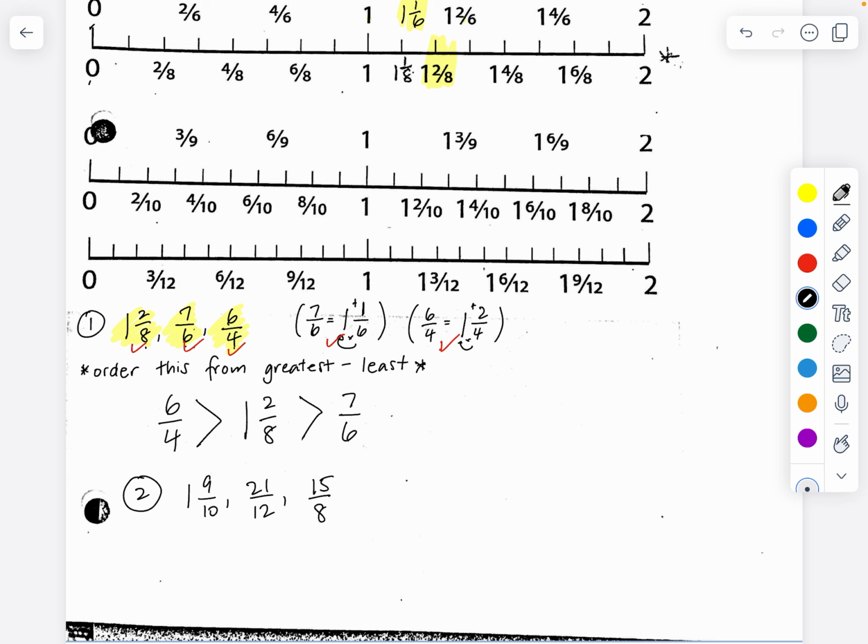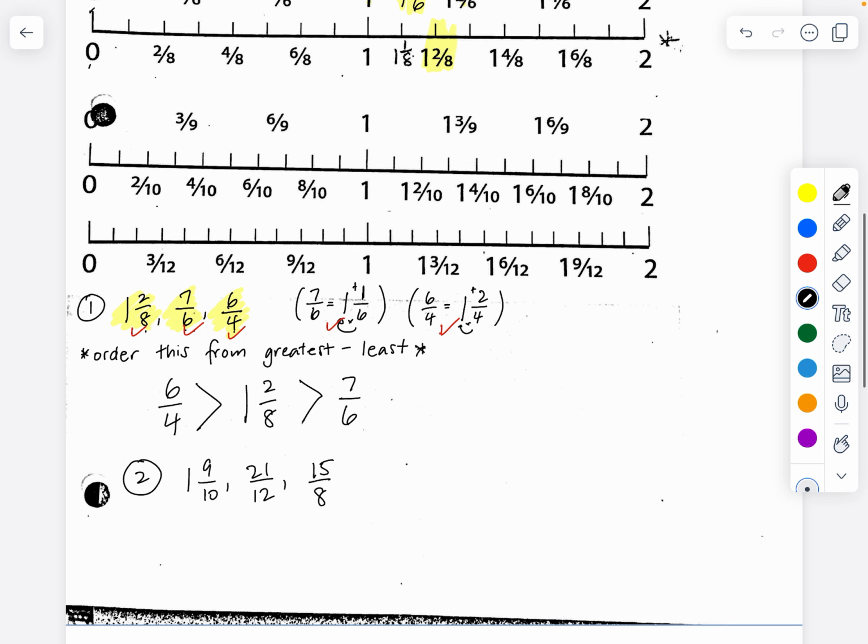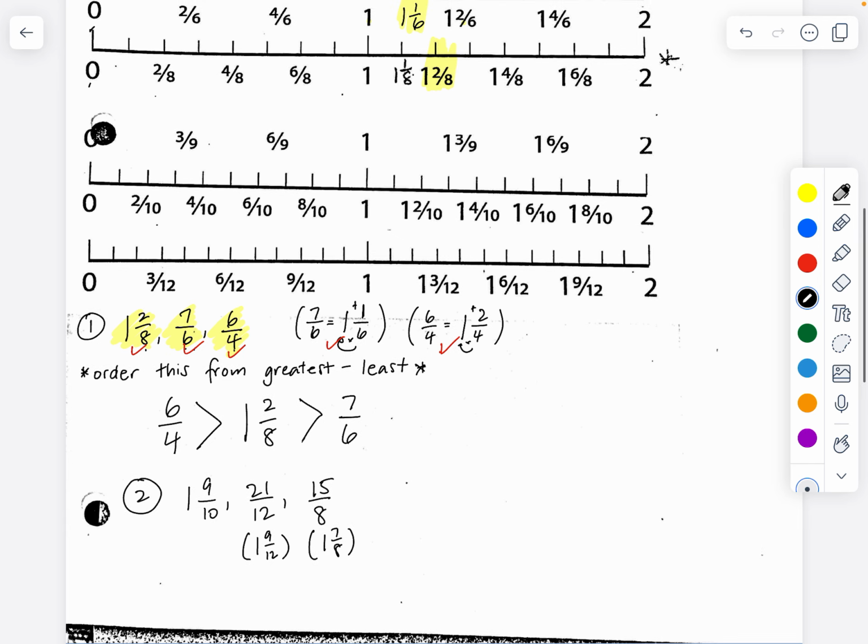Okay, I'm going to continue. So I'm going to take the mixed numbers and the improper fractions, and I'm going to convert them. Actually, it's easier if I do it below. So 21/12, I know is going to be equivalent to 1 9/12. And then I know 15/8 will be equivalent to 1 7/8, just so it's easier for me to see on the number line. I'm going to choose a different color of highlighter, so I'm going to use purple here.